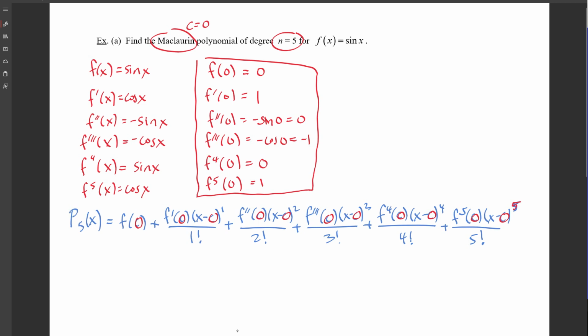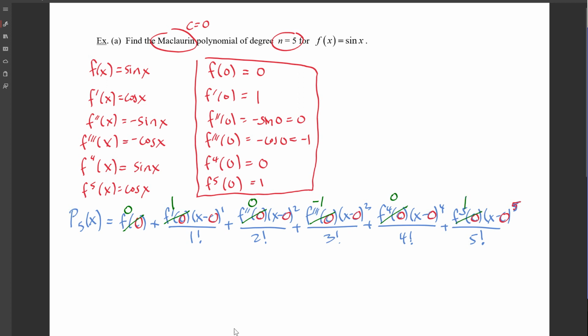F at 0 is 0, so this number here is 0. We know f prime of 0 is 1, so that's this number here, that's 1. F double prime of 0 is 0. F triple prime of 0 is -1. F to the fourth degree at 0 is 0, and f to the fifth degree at 0 is 1. So now we just simplify this.